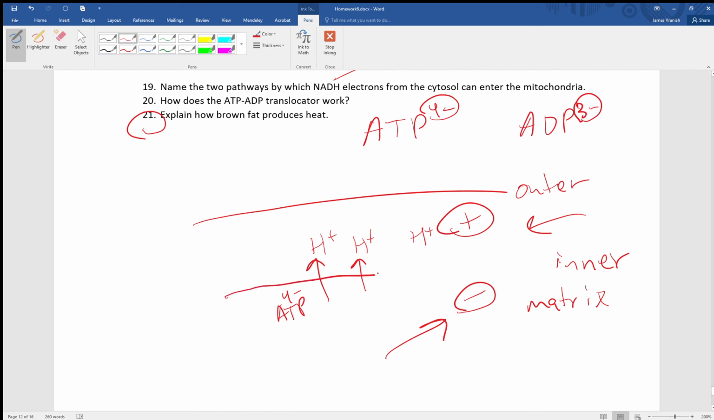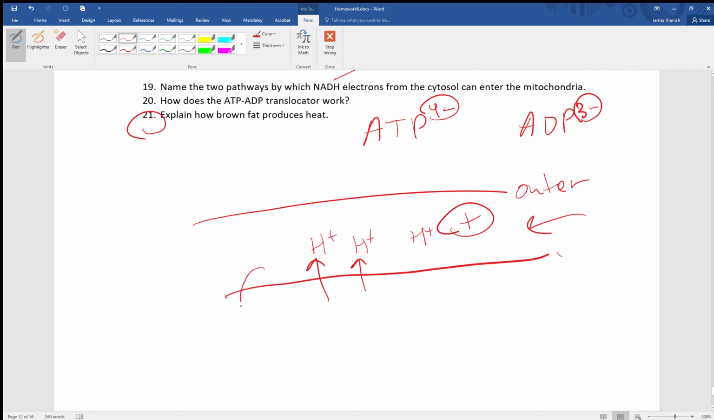All right, now the way brown fat produces heat is using this proton gradient. Because what brown fat has in it is a transporter here called uncoupling protein, UCP1. And what uncoupling protein does is it allows these protons in the inner membrane space to simply re-enter the mitochondrial matrix without any energy being transferred to anything like ATP. The protons are just simply allowed to go back to where they came from.